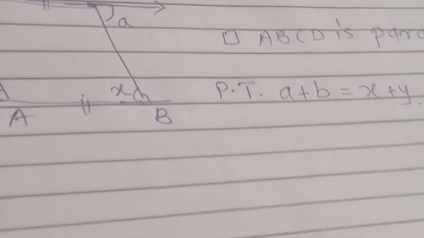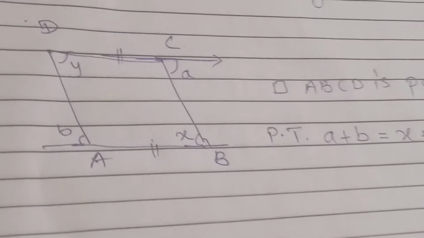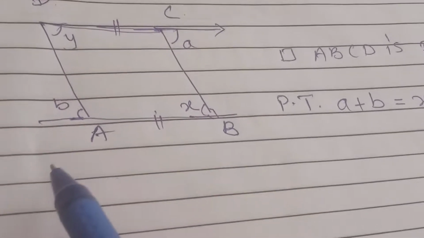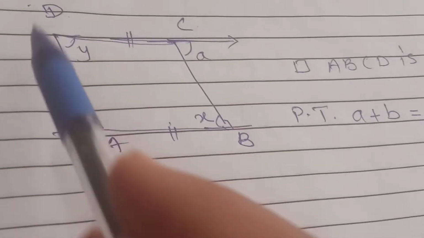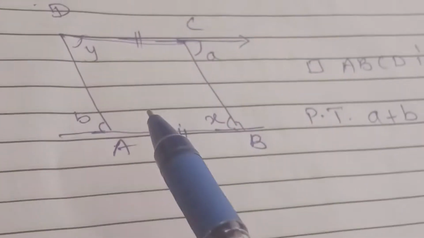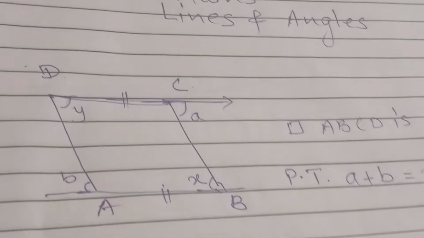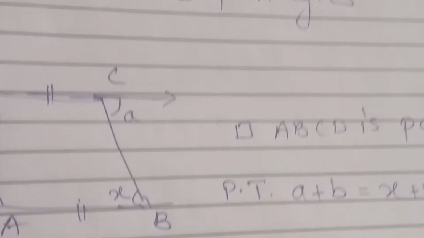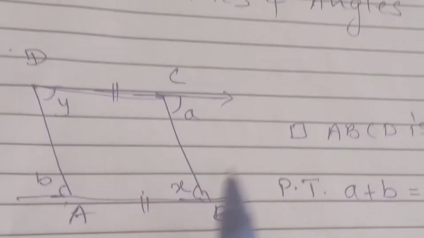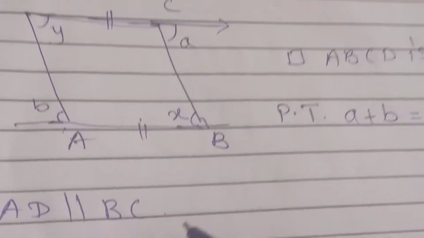Now see, as quadrilateral ABCD is a parallelogram, it satisfies all the properties of a parallelogram. That is, opposite sides are parallel and congruent. That is, DC is parallel to AB. Also, AD is parallel to BC. They are congruent also. Now see, segment AD is parallel to segment BC.